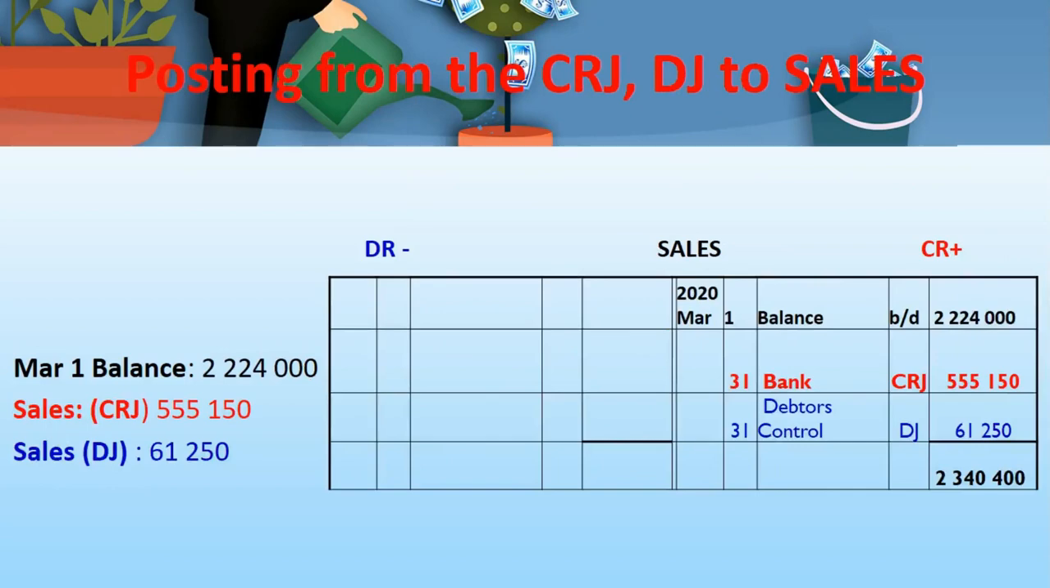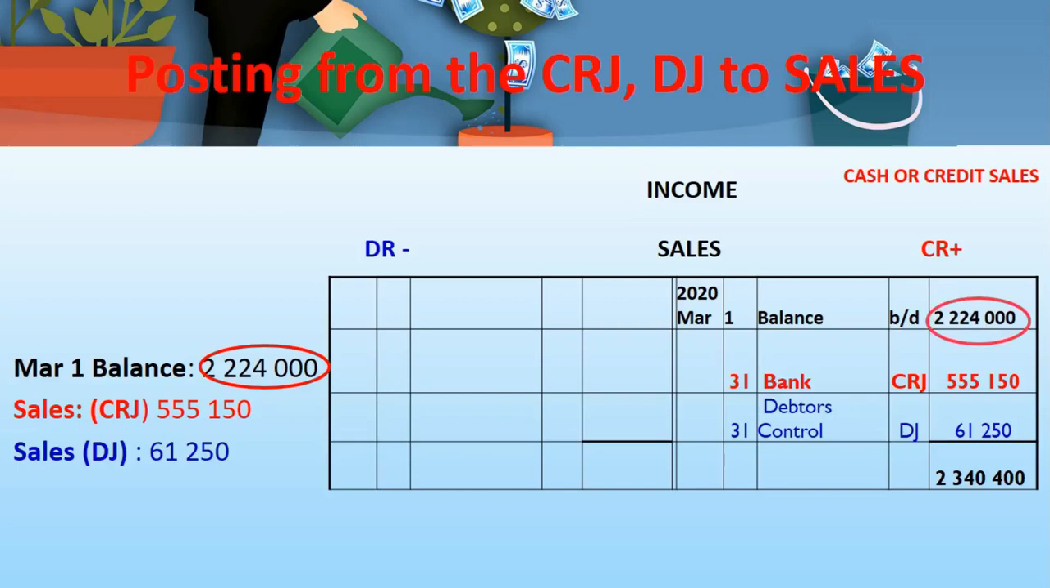And remember, we said that sales is owner's equity, so it increases on the credit side and decreases on the debit side. And it's also an income into the business. So we look at transactions where it's either been cash or credit sales. So on the 1st of March, we need to document our balance. And our balance there is 2,224,000. So we add that on the 1st of March.